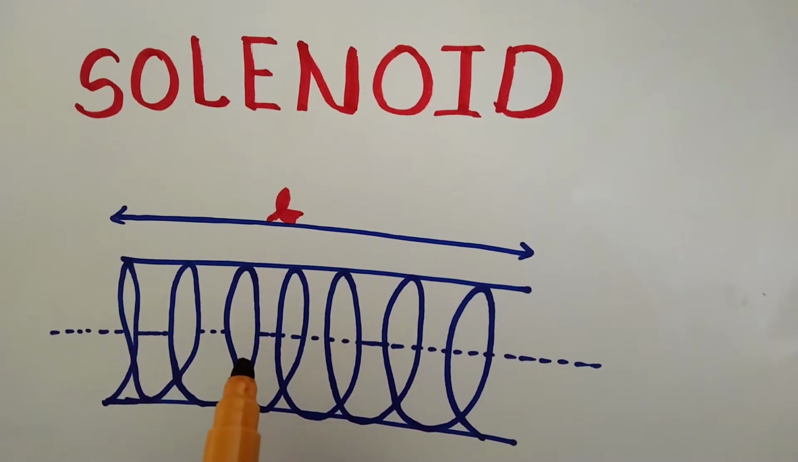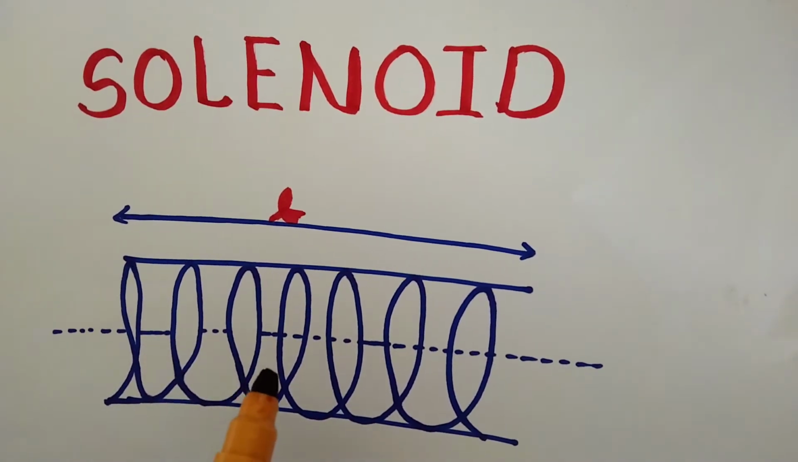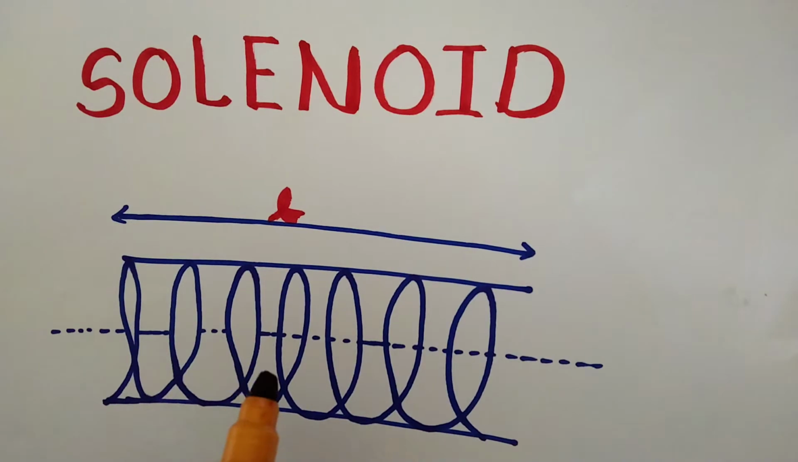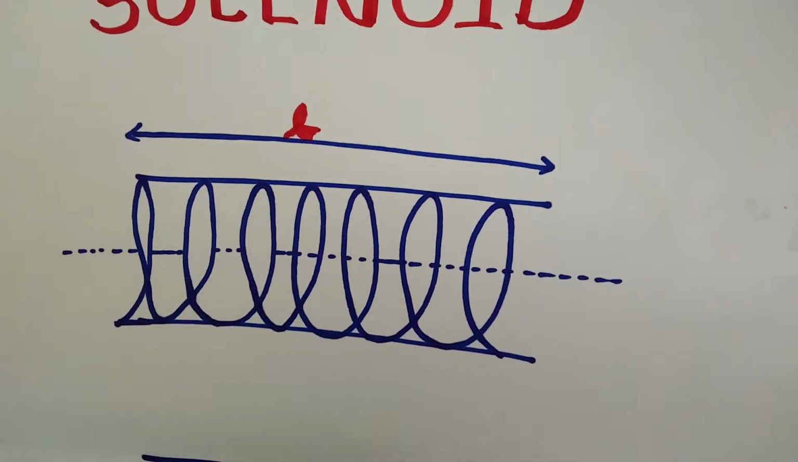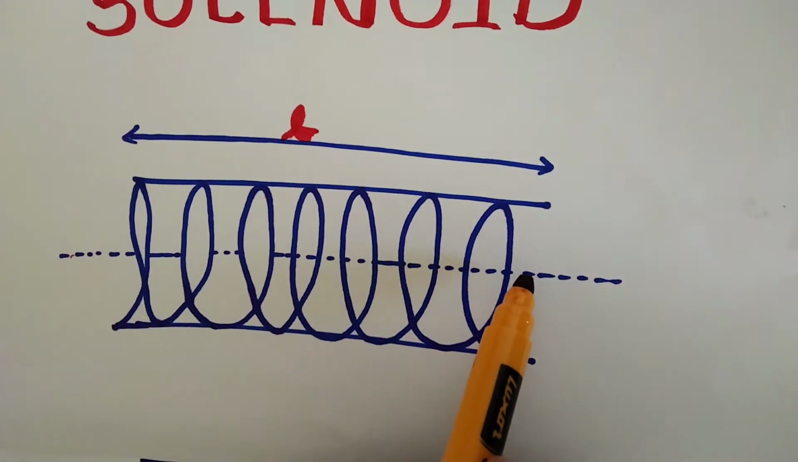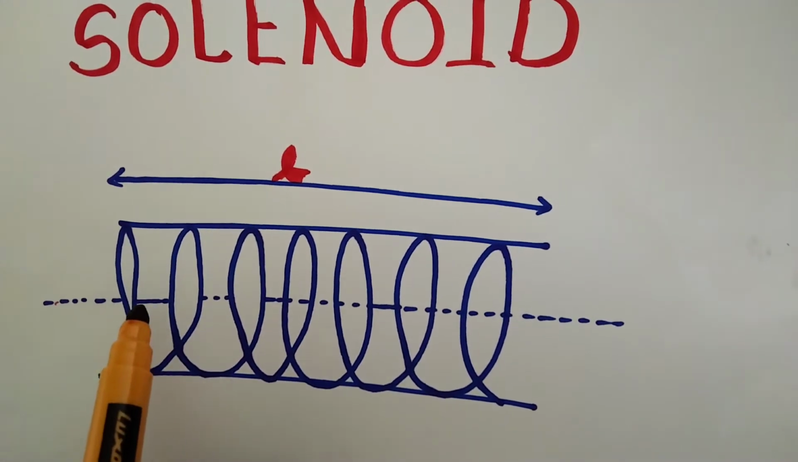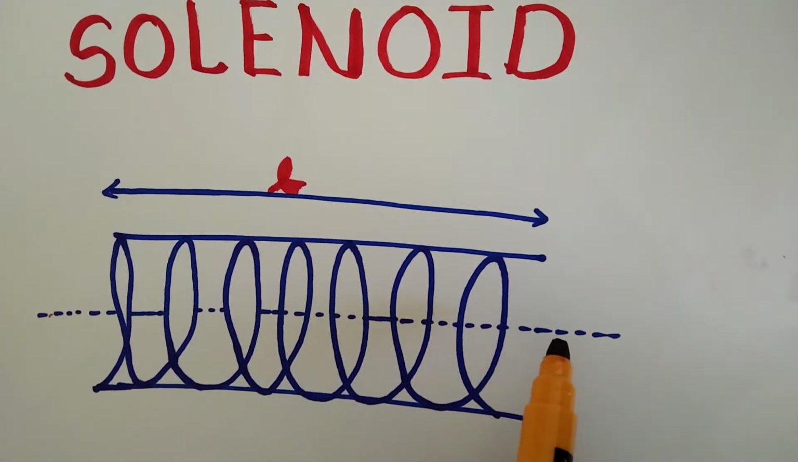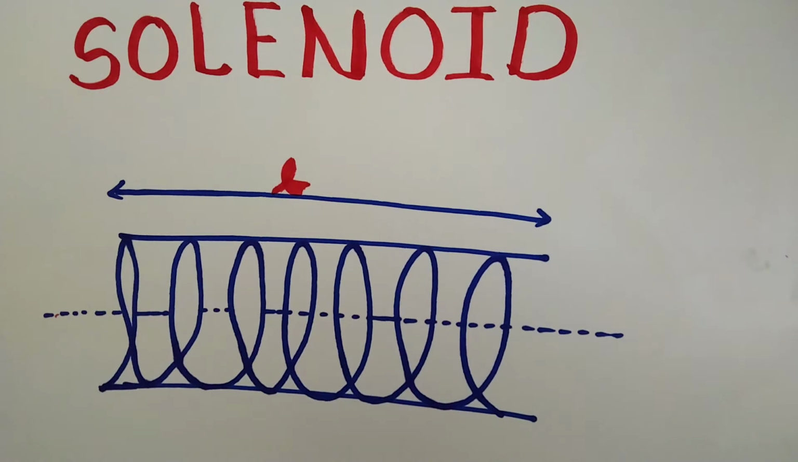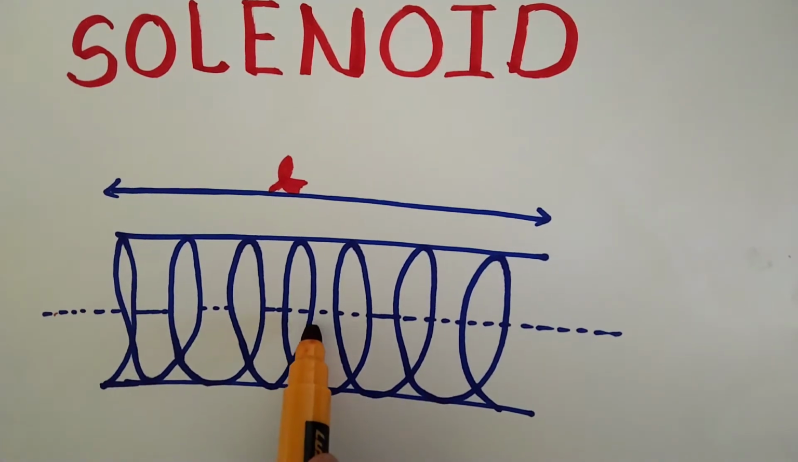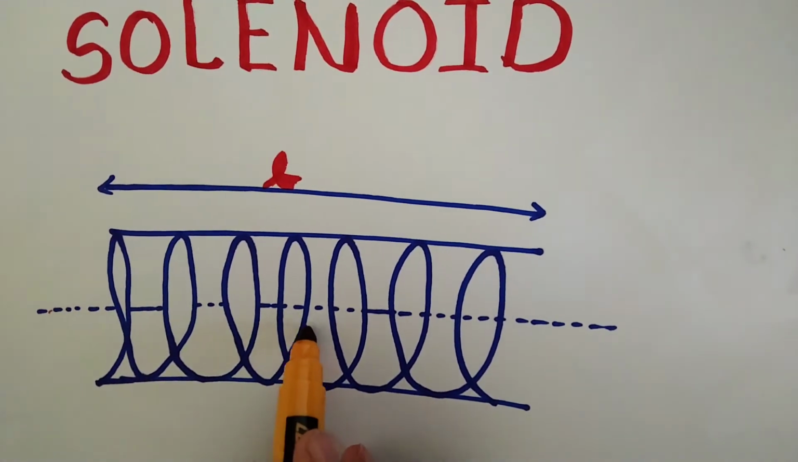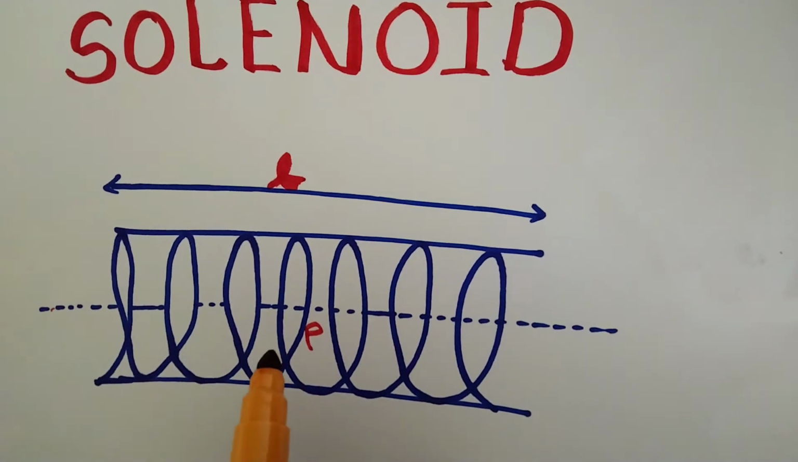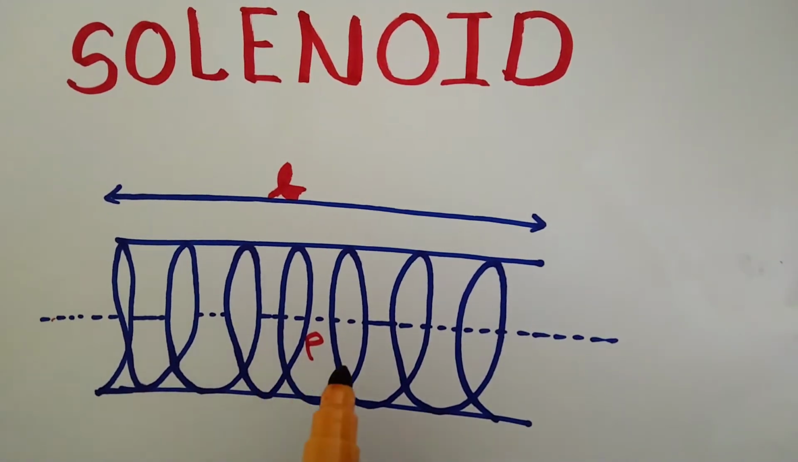Let us see. We know the Biot-Savart law. This is the axis of the solenoid. At any point on the axial line we find the magnetic field. Let us consider a point P. Here we find the magnetic field by using the Biot-Savart law.